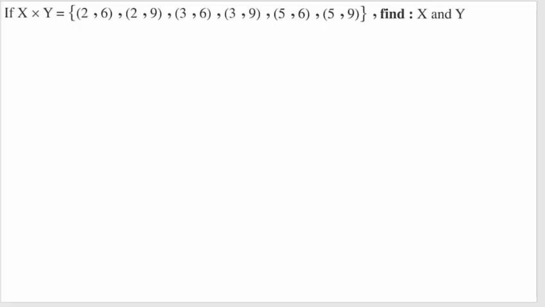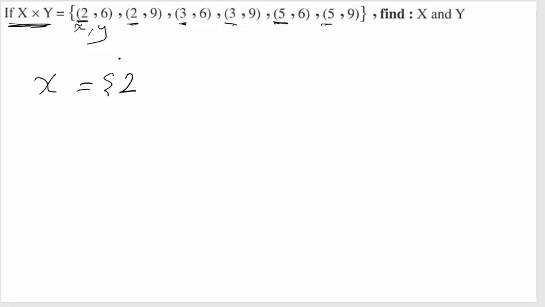2 and 6, 2 and 9, 3, 6, 3, 9, 5, 6, 5, 9. And he's asking me to find x and y. As I told you before, when I say x product y, it means each first element, or first projection, in all the ordered pairs from the set x, and each second element from the set y. So to find x, I will take the first only.